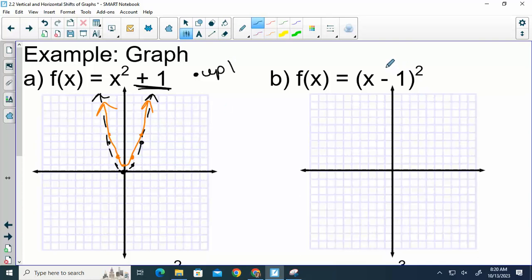B. What is this one doing? It's inside the square, so it changes x. Does the opposite of what we say. So subtracting will move it in the positive direction. So we're going to take it right one. The same parent function. Move each of them to the right.